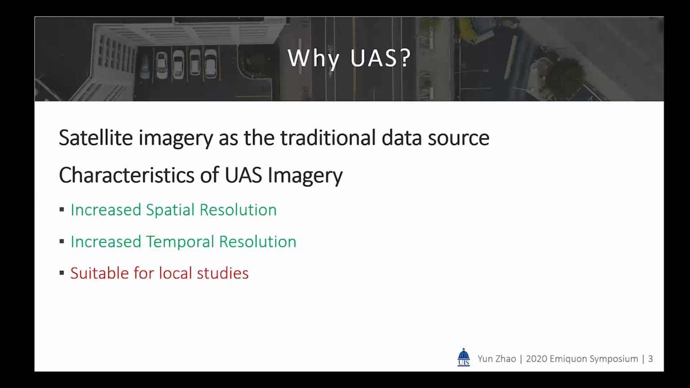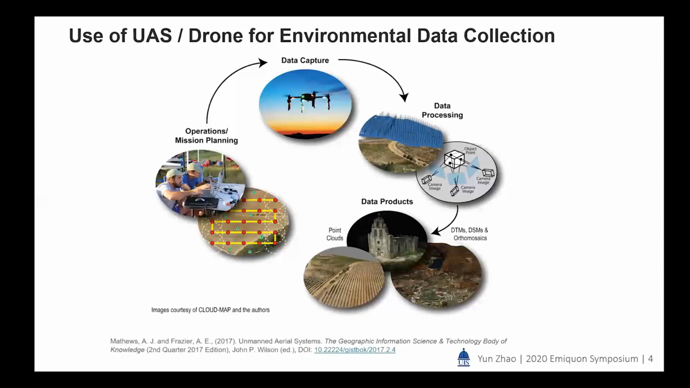So one thing is that it is also suitable only for local studies. So if the area you're interested in only stretches a couple of miles, that is very manageable. But if it is more than that, it would be a bit difficult using UAS. So when we are using UAS to collect data, it is really a process involving multiple steps. It is more complicated than just taking your drone out and taking a few images. As you could see over here from this chart, it goes from mission planning all the way to data capture and processing, and then to getting the final data products, the deliverables.